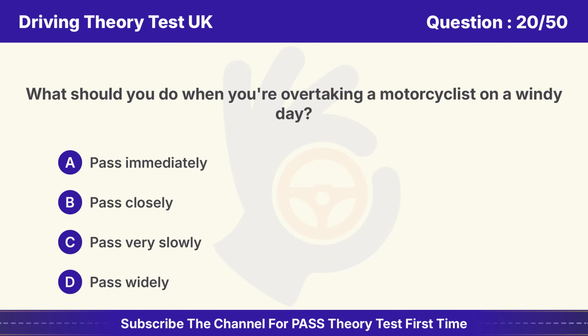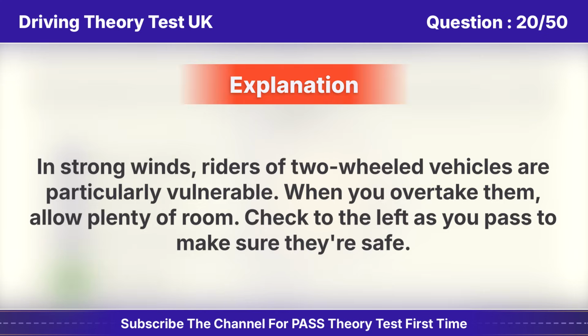Question 20. What should you do when you're overtaking a motorcyclist on a windy day? Answer is D. Pass widely. In strong winds, riders of two-wheeled vehicles are particularly vulnerable. When you overtake them, allow plenty of room. Check to the left as you pass to make sure they're safe.